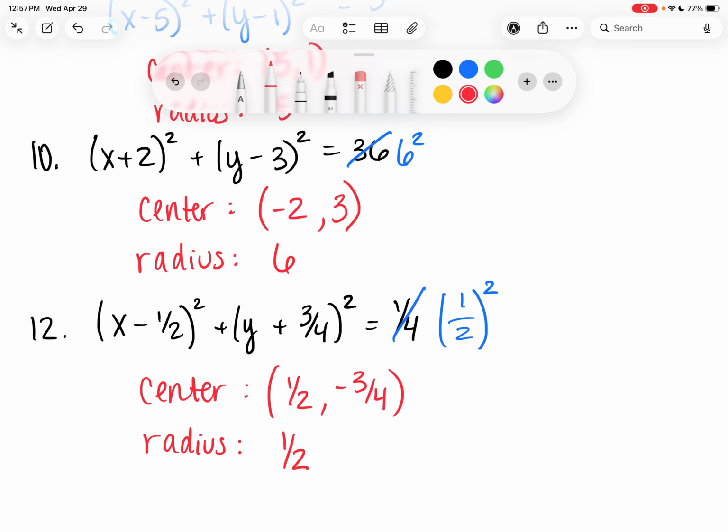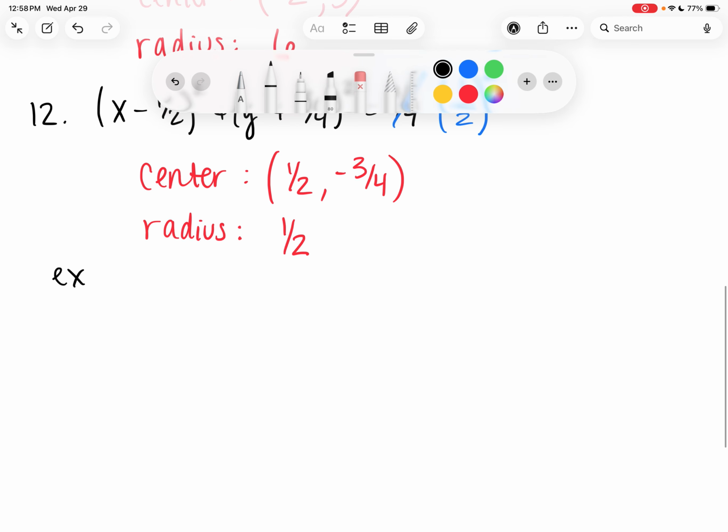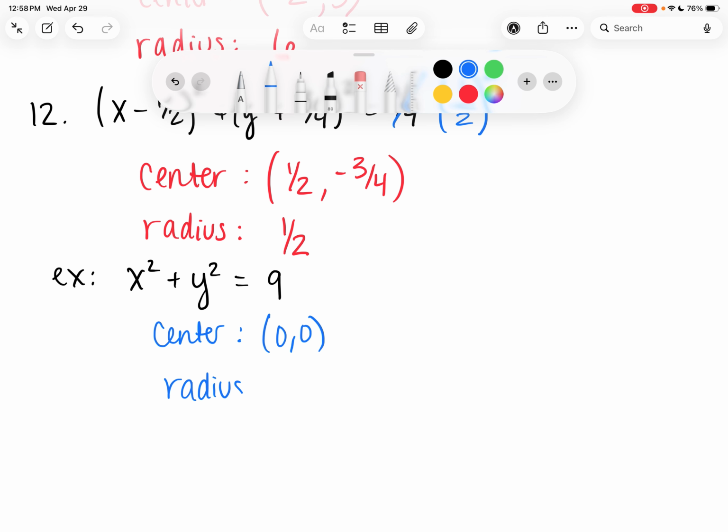If it's just something like, let's say, x squared plus y squared equals 9, what's the center of that? Origin. Yep, (0, 0). What's the radius? 3, because 9 is 3 squared. So if you have one like that, that's how you would do that.